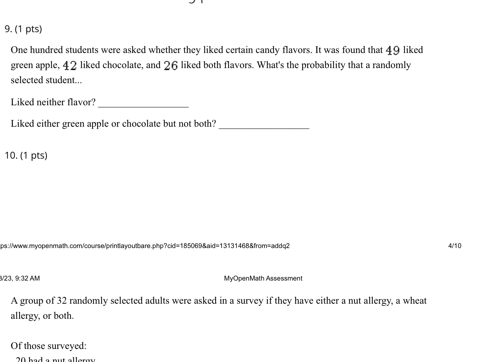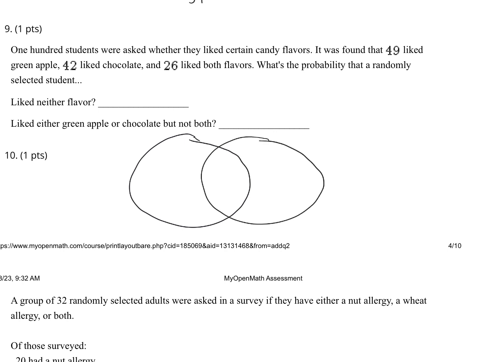Okay, so let's say we have this Venn diagram. Here's one circle. Here's another circle. We have green apple, I'm just going to put GA, and chocolate, CH. 49 liked green apple. Now be really careful here. That means this entire circle has to add up to 49. That does not mean 49 goes here, because that would be only green apple. It doesn't say that 49 people only liked green apple, just that they liked it. So what you want to do first is fill in the middle. 26 liked both, so that would go in the middle.